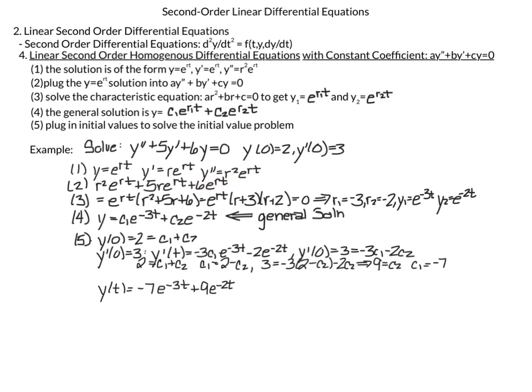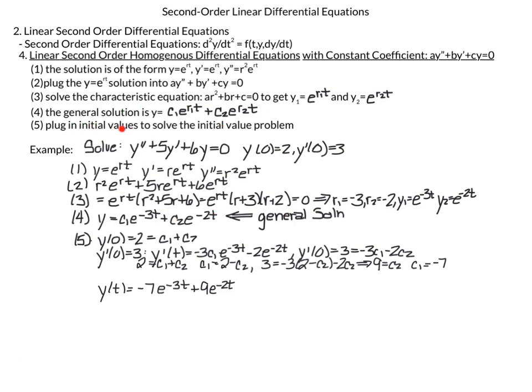I factor out my e to the rt, and I get r squared plus 5r plus 6 times e to the rt, which is r plus 3, r plus 2 equals 0, which gives us r1 is equal to minus 3 and r2 is equal to minus 2, which means our first solution is y1 is equal to e to the minus 3t, and our second solution is y2 is equal to e to the minus 2t. These are our two solutions. So our general solution is a linear combination of our two solutions. So y is equal to c1 e to the minus 3t plus c2 e to the minus 2t. And this is our general solution here.